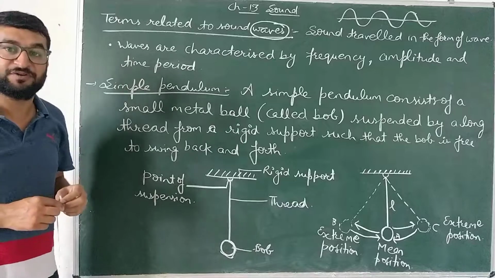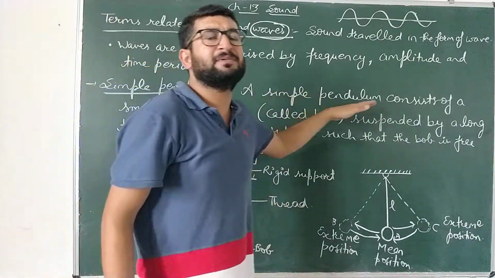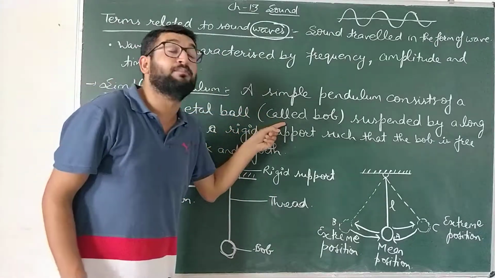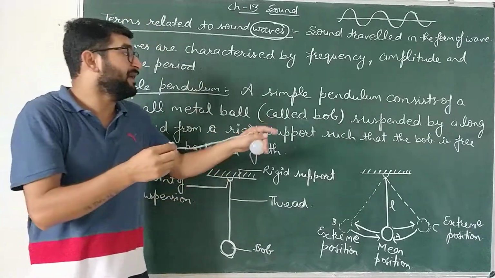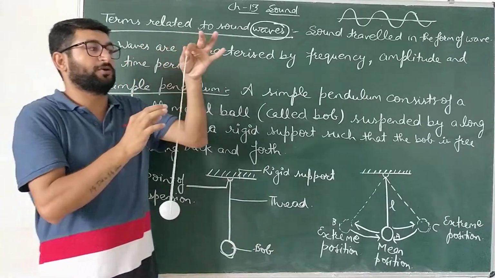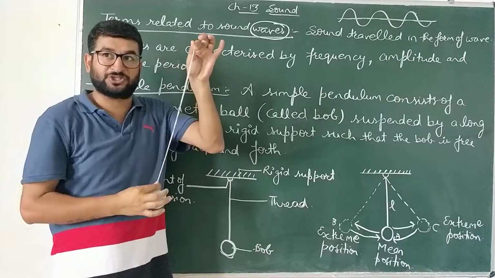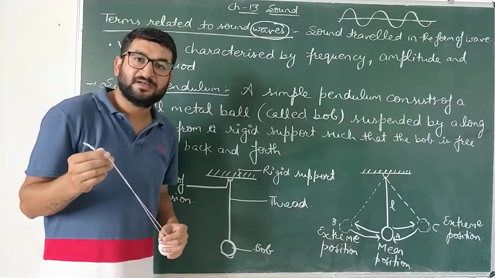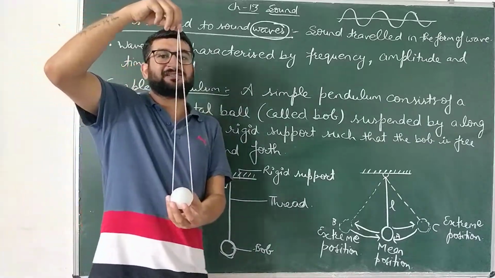A very important definition for your exam, bache. What is a simple pendulum? A simple pendulum consists of a small metallic ball, and that metallic ball is known as a bob, which is suspended or hanged by a long thread from a rigid support. That support to which it is tied must be rigid, bache, fixed. That arrangement is known as a simple pendulum. For example, bache, this is a simple pendulum.